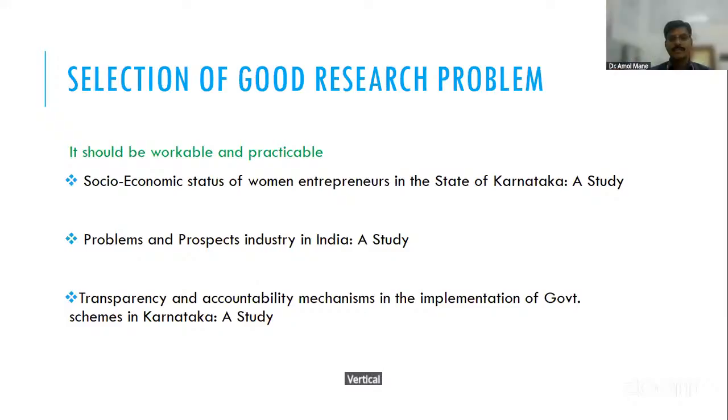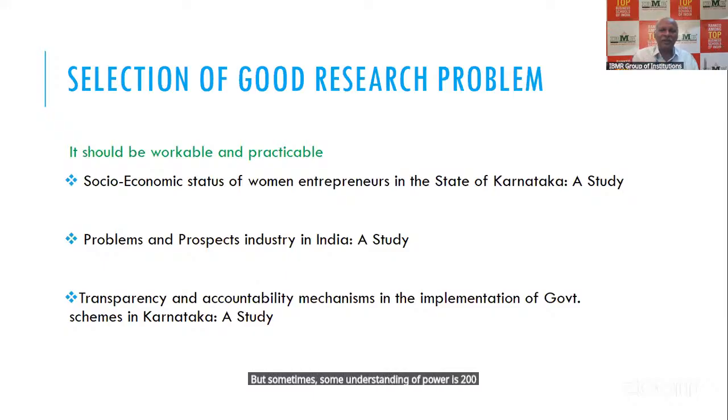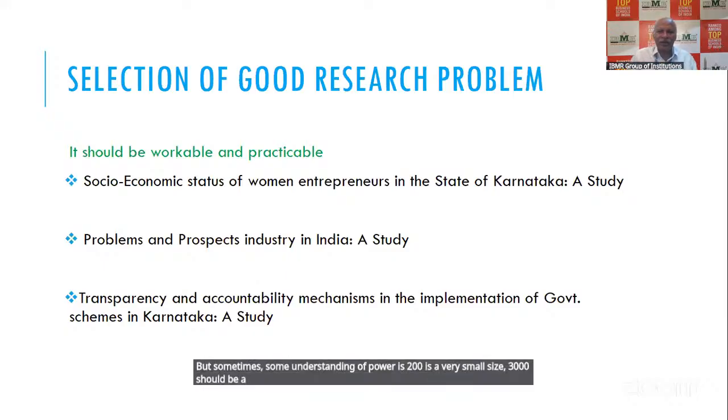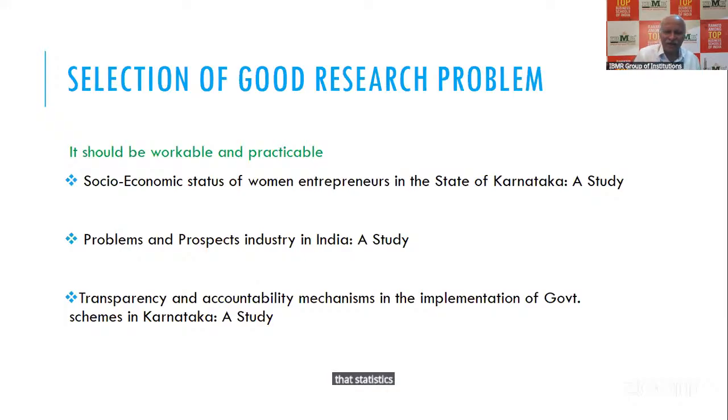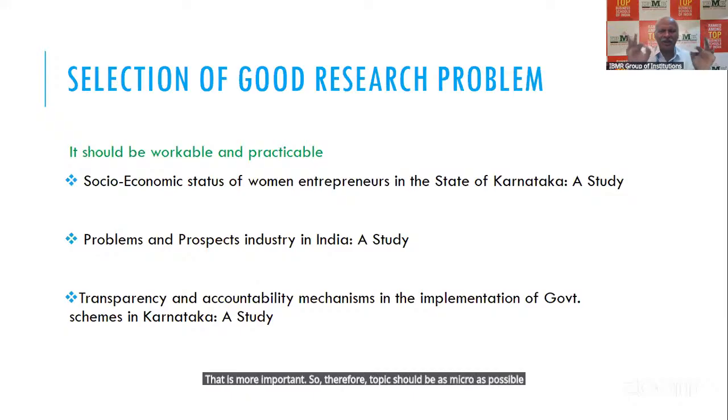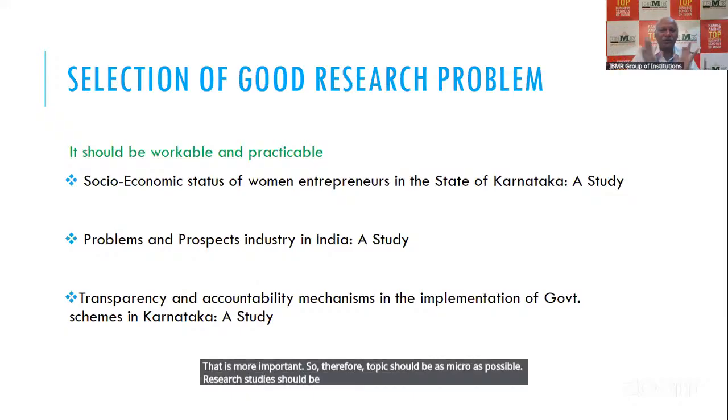Vertical depth should be there. Sometimes our understanding is that 200 is a very small size, and 3,000 should be a big size. For a major research project, there should be 300. That statistics do not matter. What matters is how effectively you are going to interact with the people. That is more important. So therefore, the topic should be as micro as possible, and the research study should be as in-depth as possible.